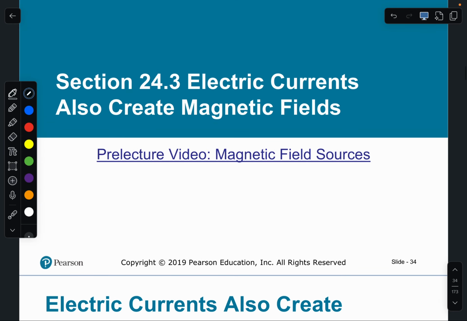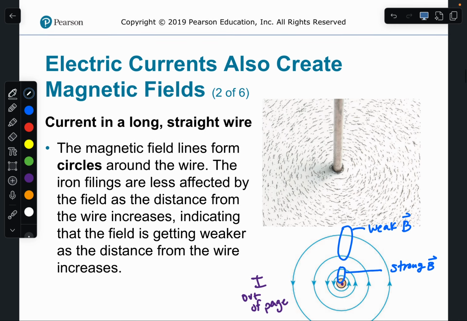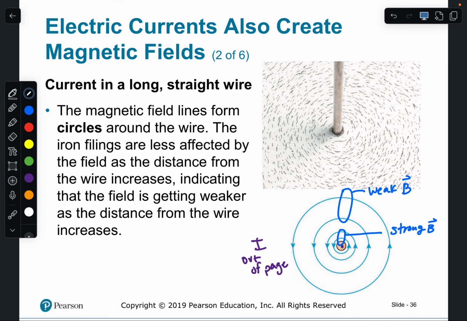So then we got to the point where, guess what? Currents create magnetic fields as well, and I have some fun demonstrations to show you. Moving charges also create magnetic fields, not just a bar magnet or a piece of iron, okay? So currents also create magnetic fields. We looked at a few different geometries. We looked at the straight wire, which produces a circular magnetic field.